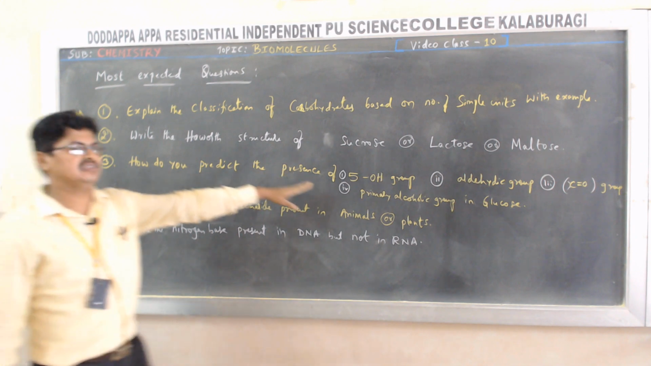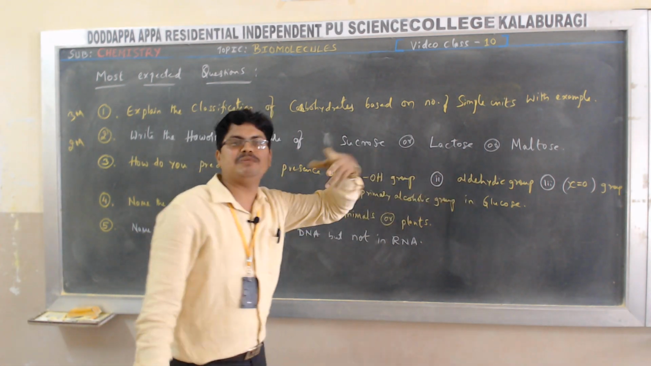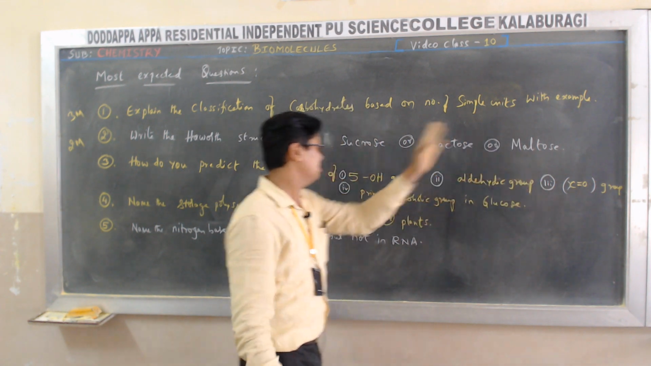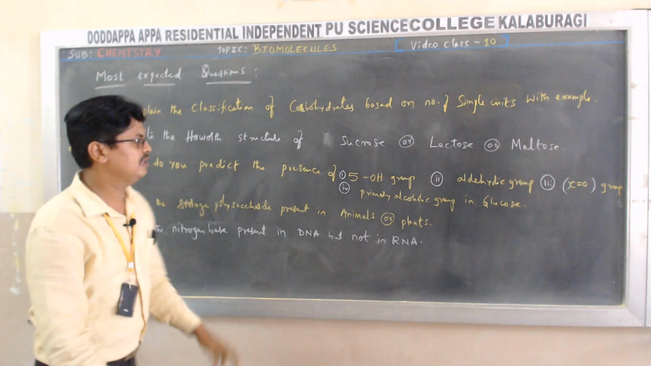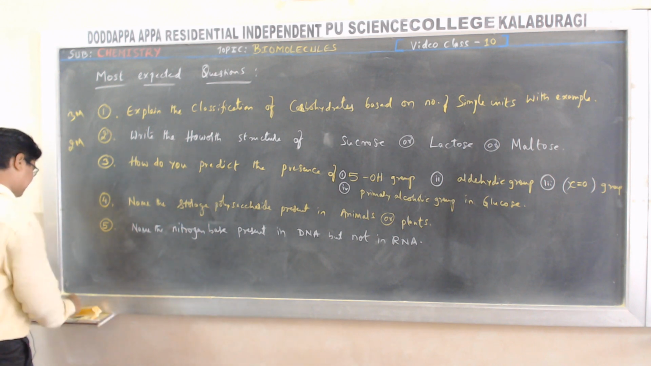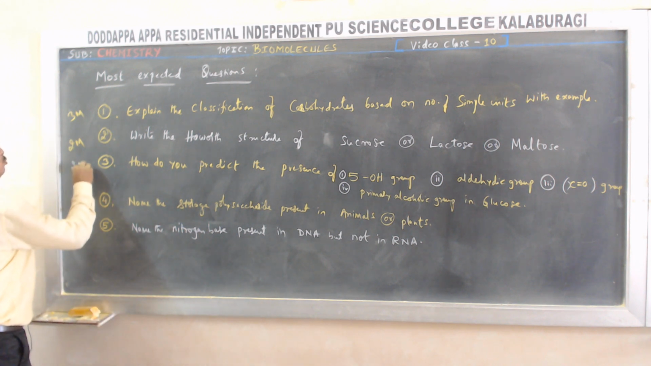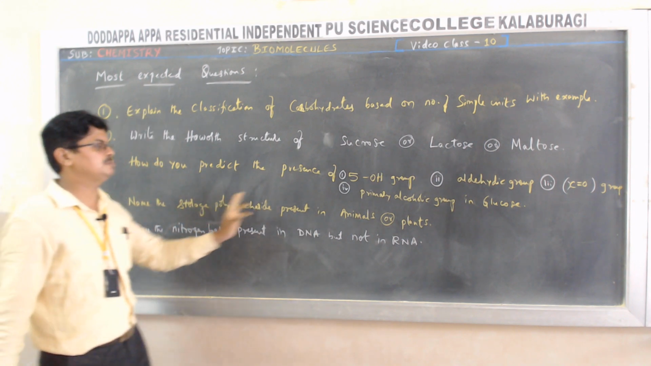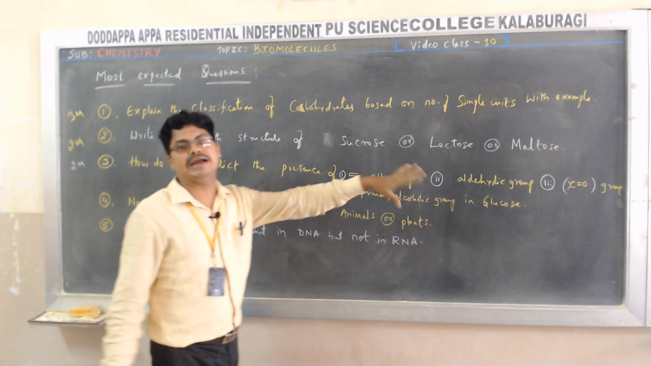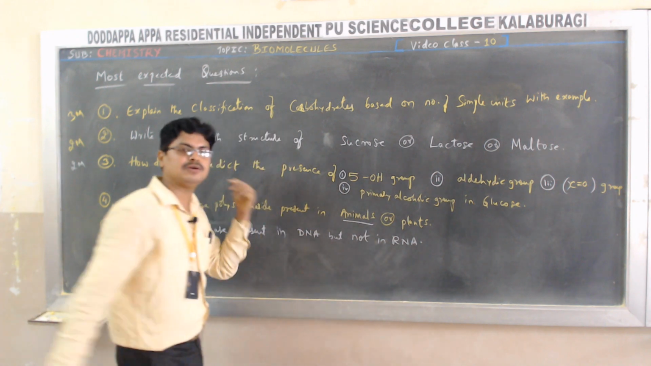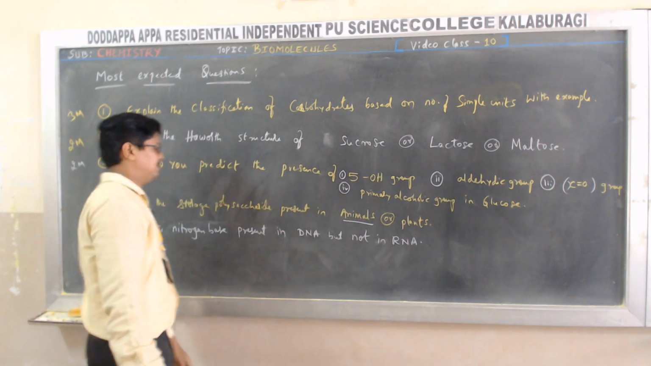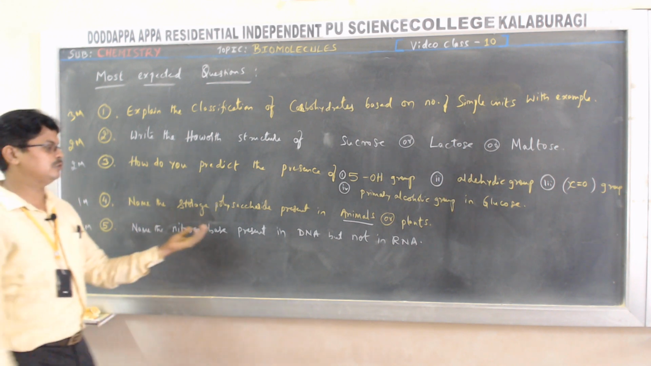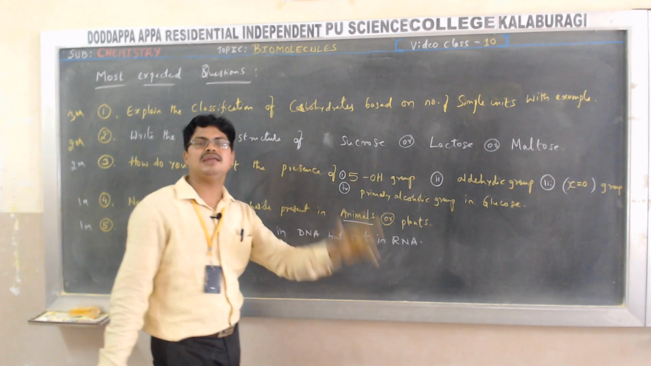How do you predict the presence of any one group? He may ask either the presence of OH group, aldehyde group, carbonyl group or primary alcoholic group. Each group with reaction, if he asks, will be for 2 marks. Next, this is the 1 mark question. Name the storage polysaccharide present in animals or plants. He may ask for animals, or he may ask for plants. This is also a 1 mark question. Name the nitrogen base present in DNA but not in RNA.